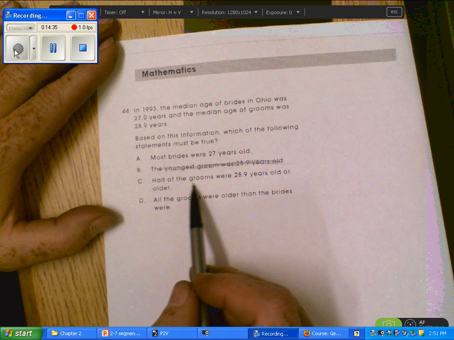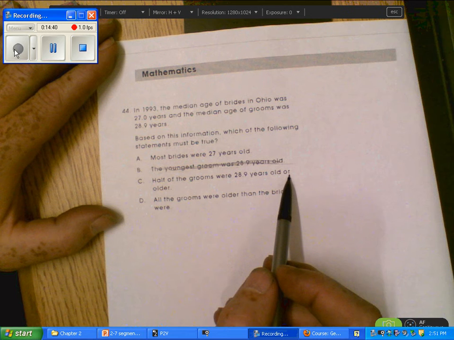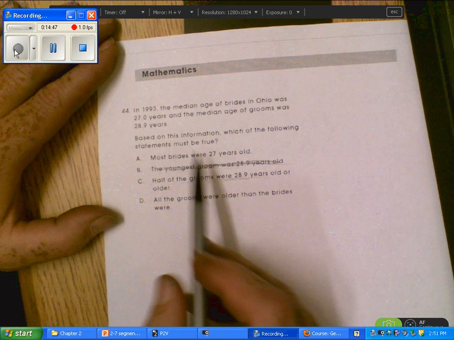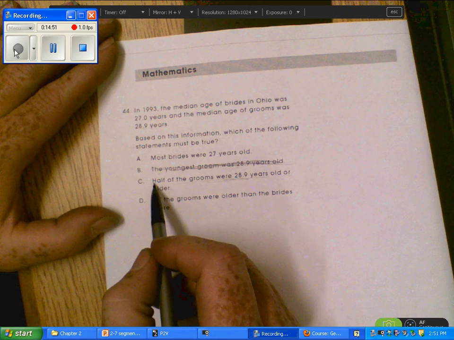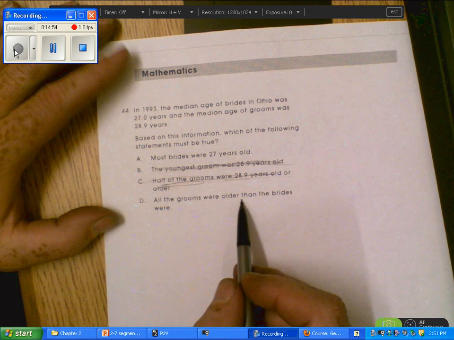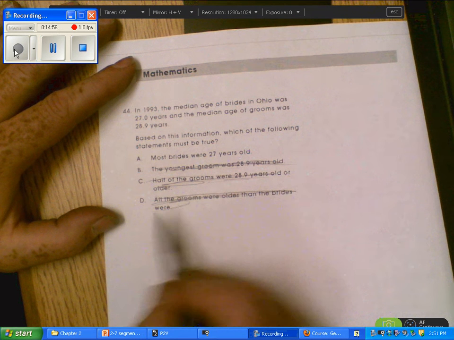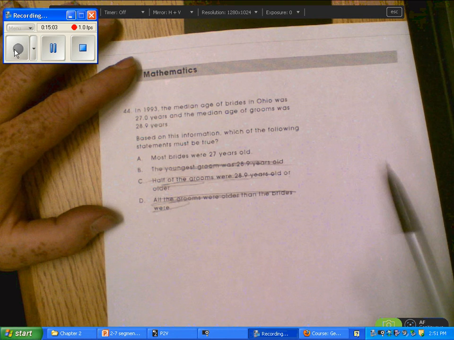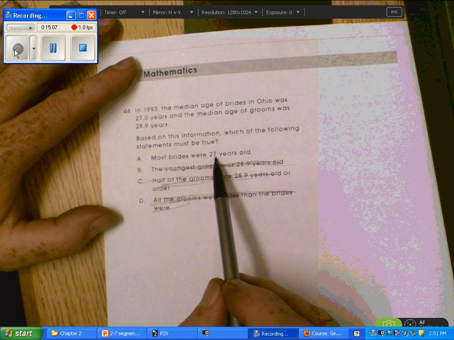Half of the grooms were 28.9 years old or older. Doesn't necessarily mean that half of them were that, because it's the median. Remember, median just means the middle number, so we don't know that one for sure. All the grooms were older than the brides were. We don't know that one for sure because you could add one of them that was backwards, but when you did the median, it still came out the same.